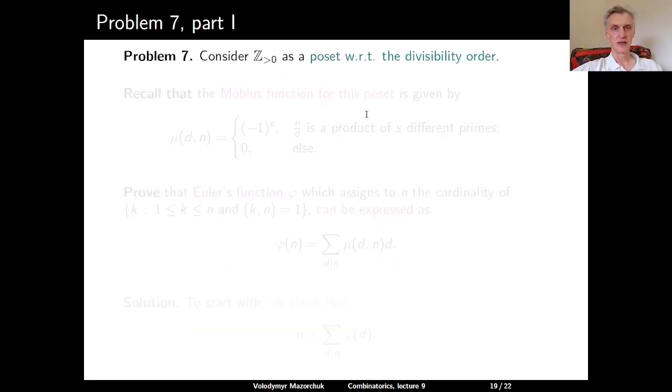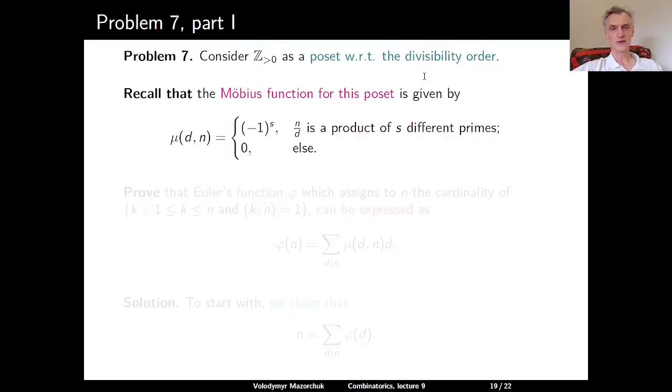Problem 7. Consider the set of all positive integers as a poset with respect to the divisibility order. Recall that we have the Möbius function for this poset, which is given as follows. The value of mu at the pair d, n, where d is a divisor of n, is equal to -1 to the power s, in the case when n divided by d is a product of s different primes, and it is equal to 0 otherwise.